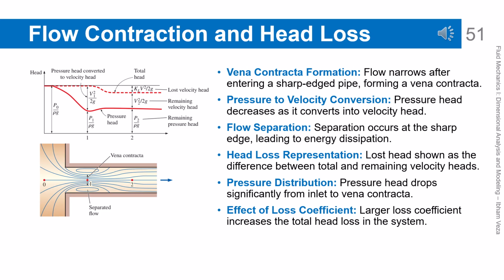When fluid enters through a sharp edge, the flow contracts and forms a vena contracta. The static pressure decreases because part of the energy is converted into kinetic energy. Flow separation occurs at the edge, causing energy dissipation. The head loss can be represented as the difference between the energy before and after contraction. The larger the loss coefficient, the greater the energy wasted.